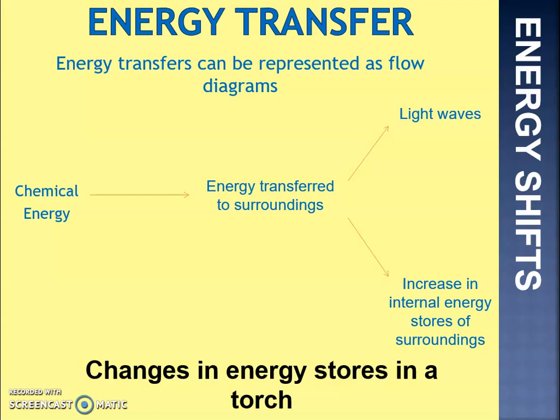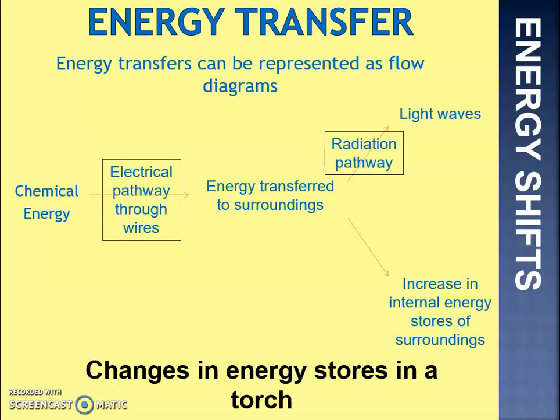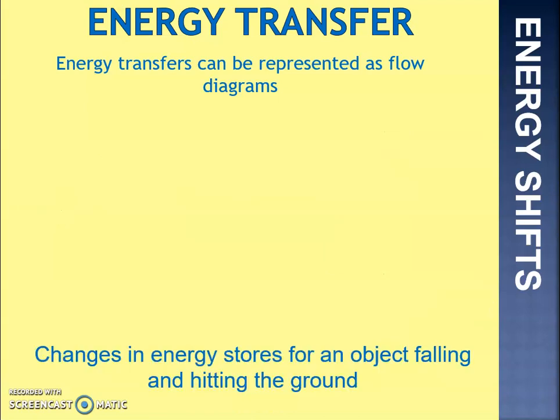What are the pathways on these? Chemical energy to the surroundings is an electrical pathway through the wires. The surroundings then form a radiation pathway to go to the light waves, and the thermal pathway to increase the internal energy stores. The light waves eventually go to heating the surroundings, so that would be a thermal pathway again.